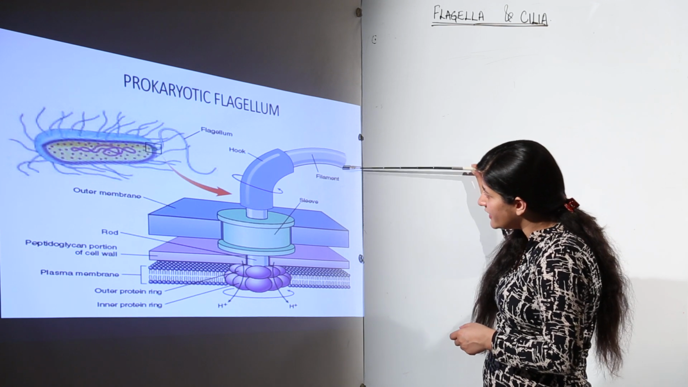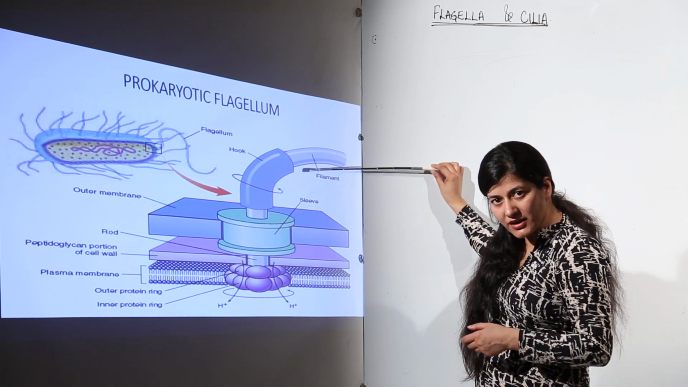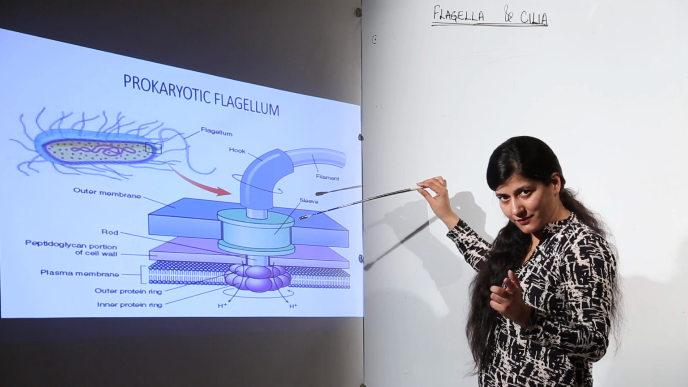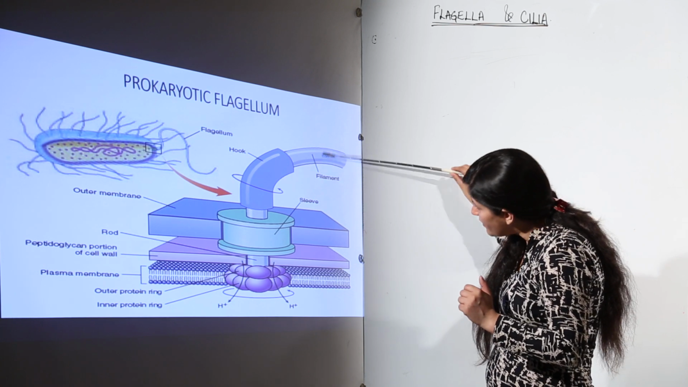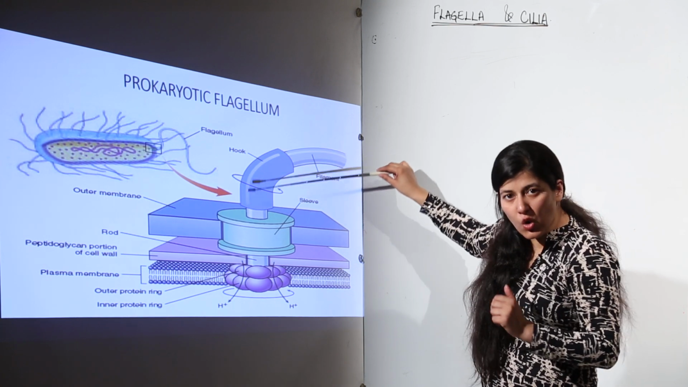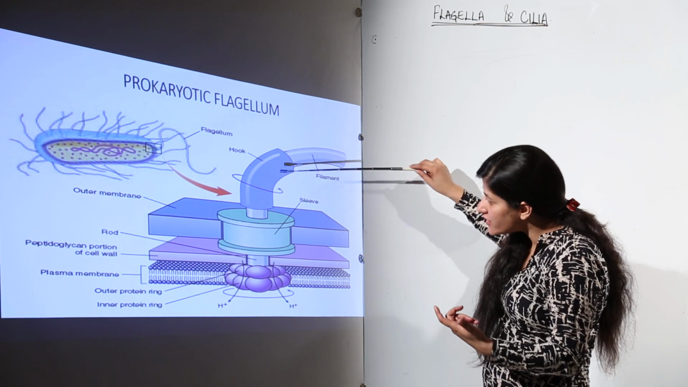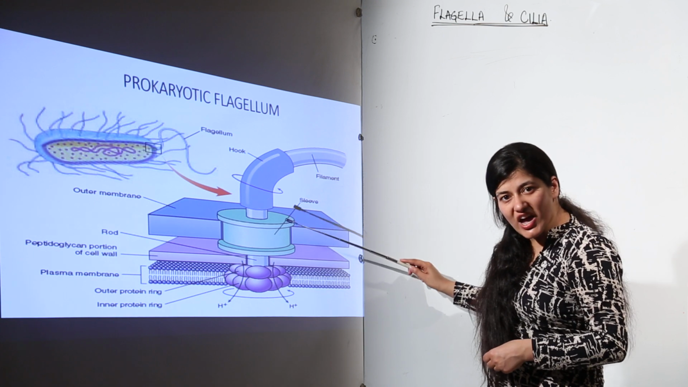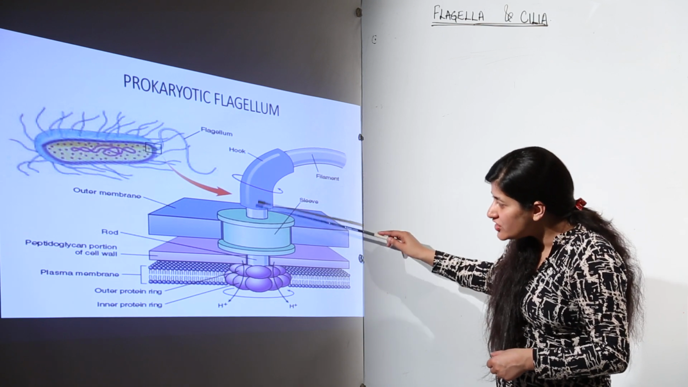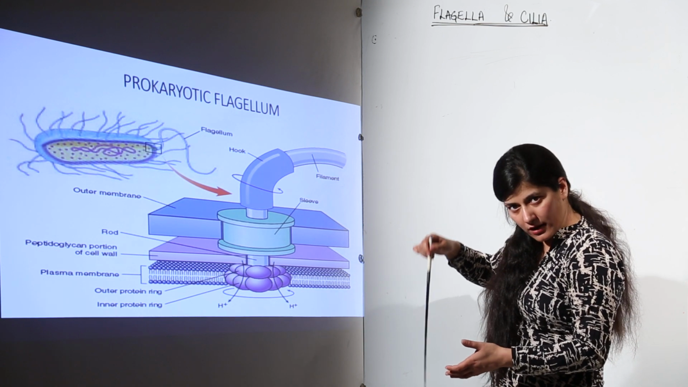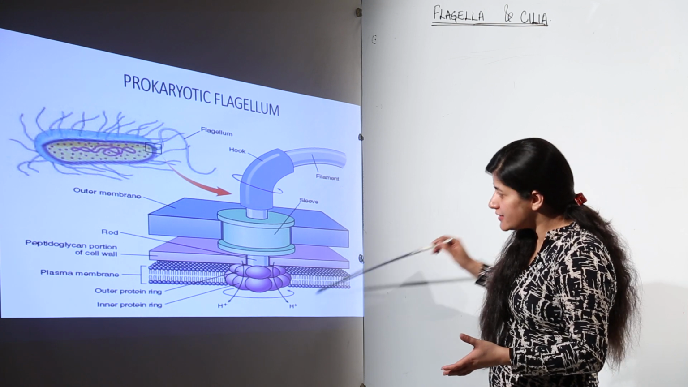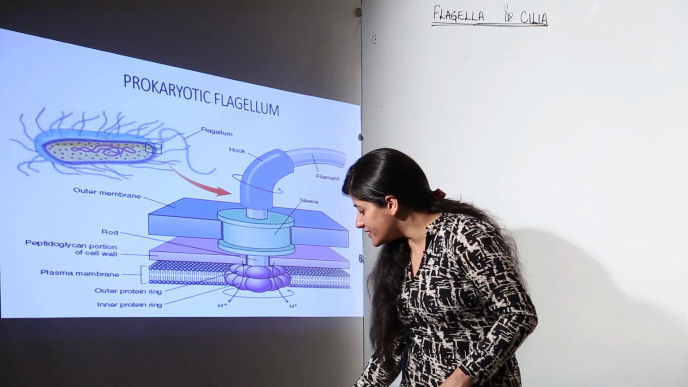So this entire portion is the filament, which would be the longer part that we see in the flagellum. It has a hook for enabling the whip-like movement of the flagellum. This hook is followed by the basal part, which has a sleeve and a rod which enables the fixture of the flagellum into the cell membrane and the cell wall.